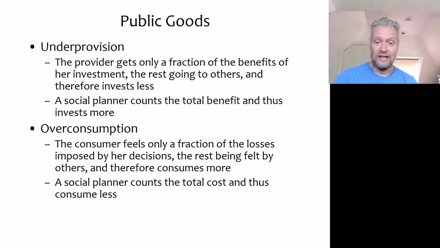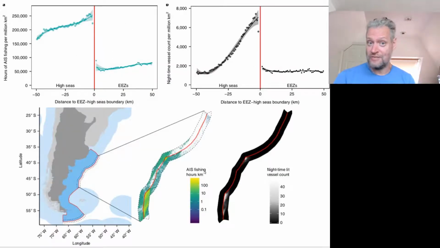Same on the consumption side, the consumer feels only a fraction of the losses imposed by her decisions, because it's not rivalrous, the rest being felt by others, and therefore she consumes more than she should have. This is theory. We see the same in the market out there in real data.